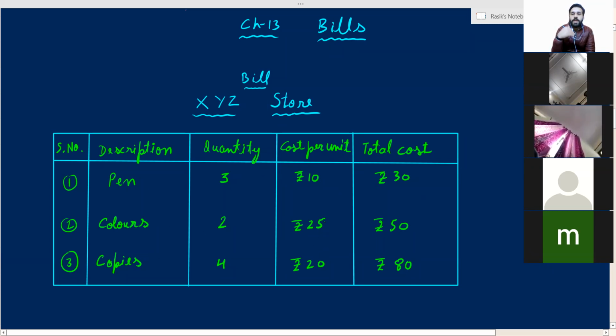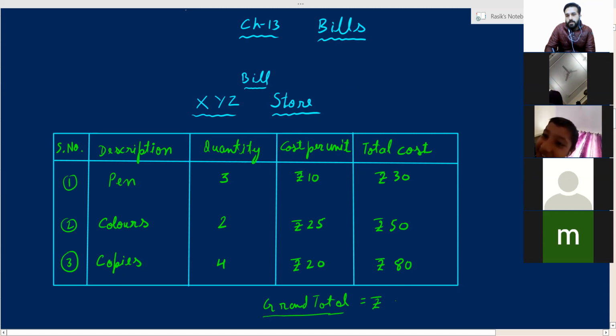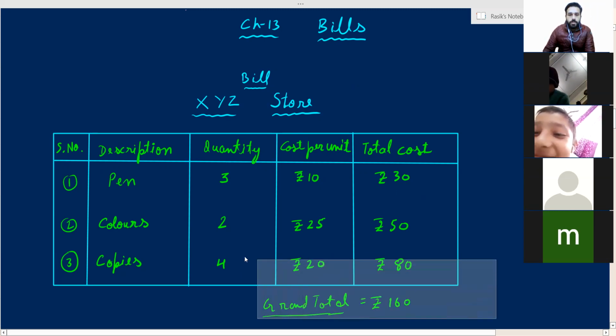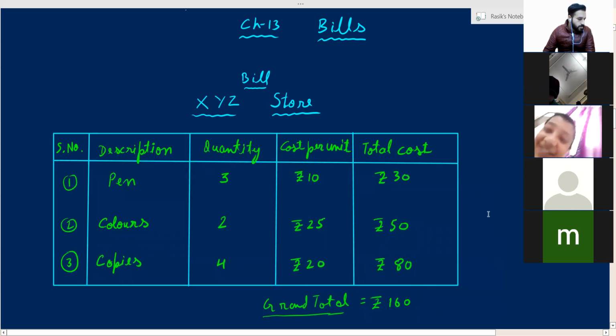So this much I paid for pens, colors and copies. So how much will I pay the shopkeeper? Not I, you. I am the shopkeeper. How much will you all pay to me? We will add the totals: 30, 50, 80, rupees 160. Grand total, rupees 160. So you all have to pay rupees 160 to me whenever the schools open. But you have to give us pens, colors, and copies also.